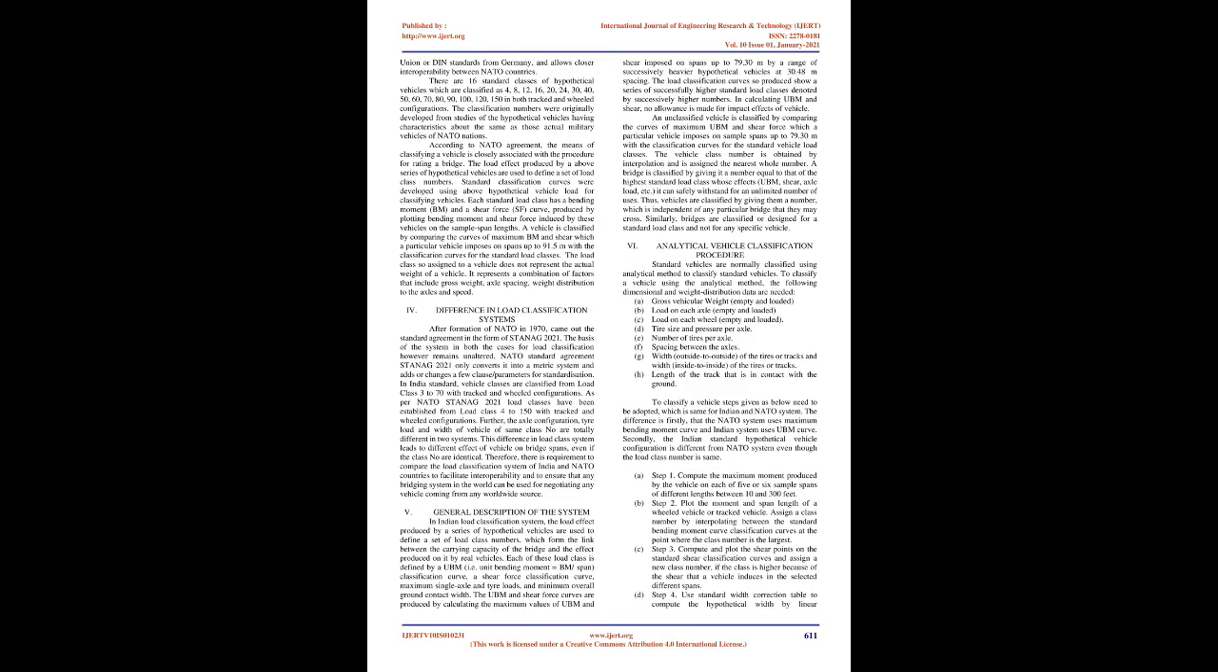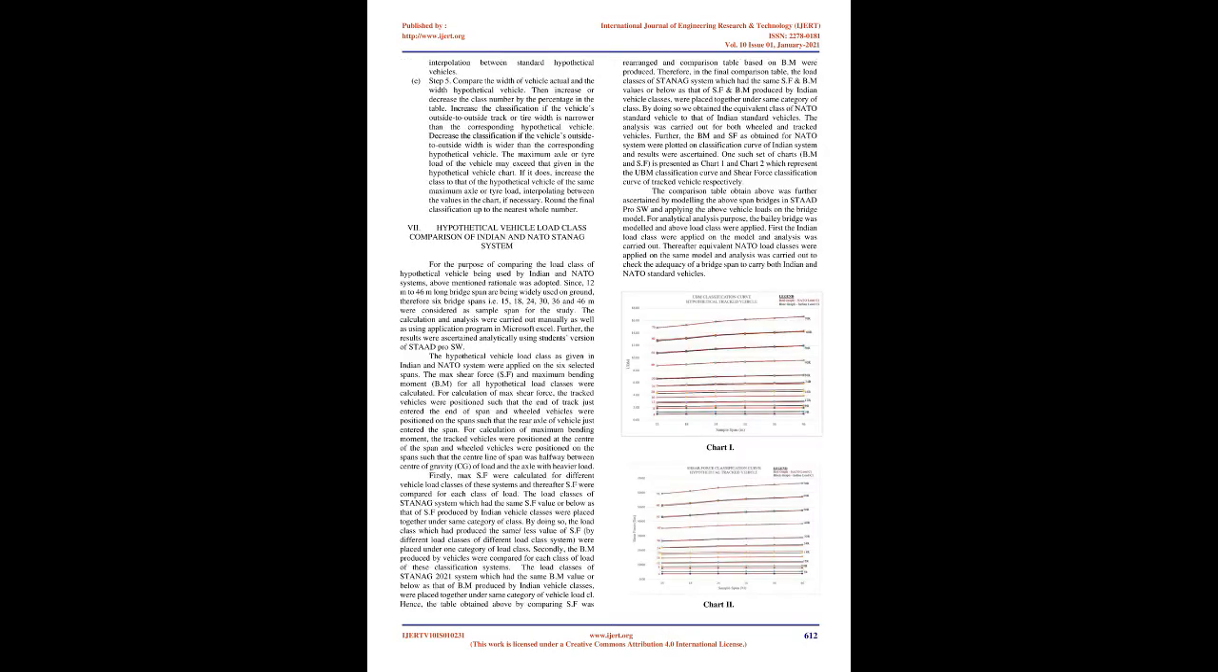The load classification curves so produced show a series of successively higher standard load classes denoted by successively higher numbers. In calculating UBM and shear, no allowance is made for impact effects of vehicle. An unclassified vehicle is classified by comparing the curves of maximum UBM and shear force which a particular vehicle imposes on sample spans up to 79.30 m with the classification curves for the standard vehicle load classes. The vehicle class number is obtained by interpolation and is assigned the nearest whole number.